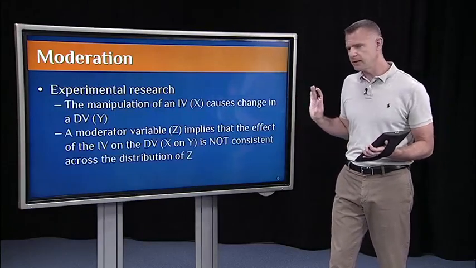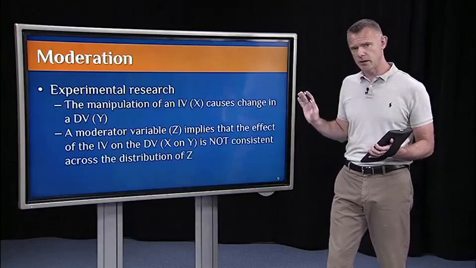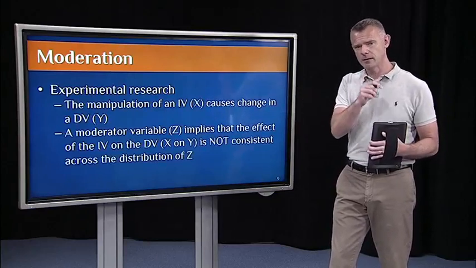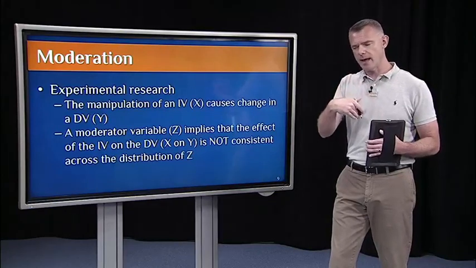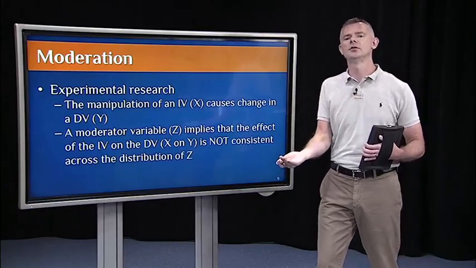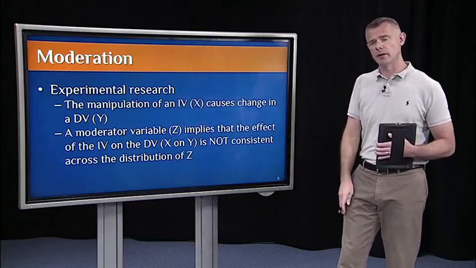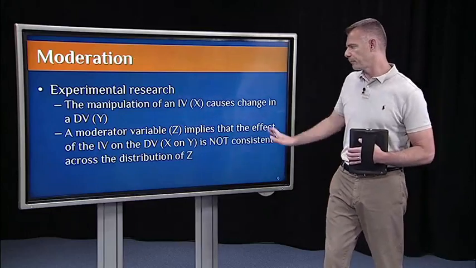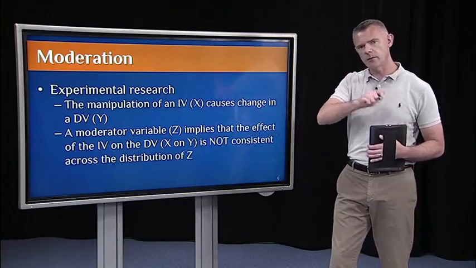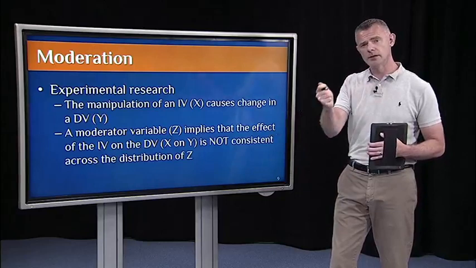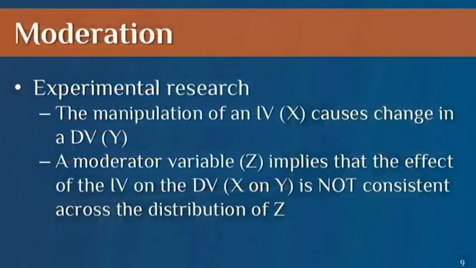And again, this is an example of experimental research because our predictor variable X is a true independent variable. I'm bringing people into a lab, randomly assigning them to a threat condition or a no threat condition. What the moderator variable implies is that the effect of the independent variable on the dependent variable depends on Z, the moderator.